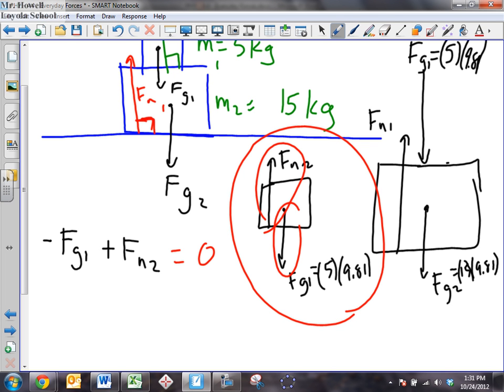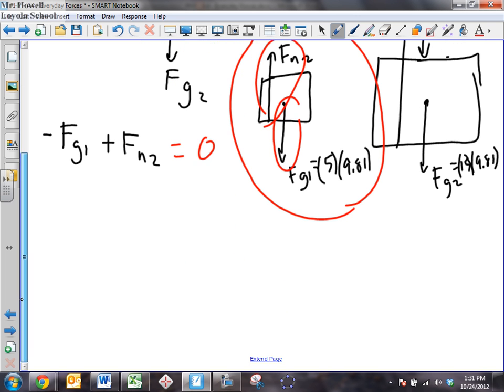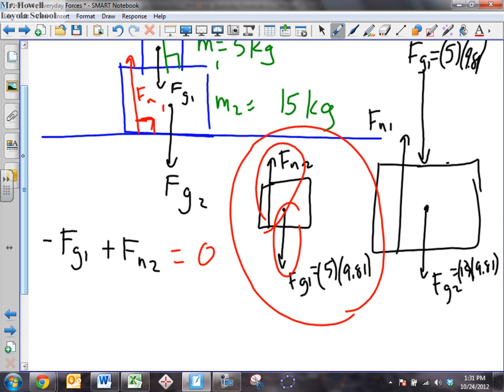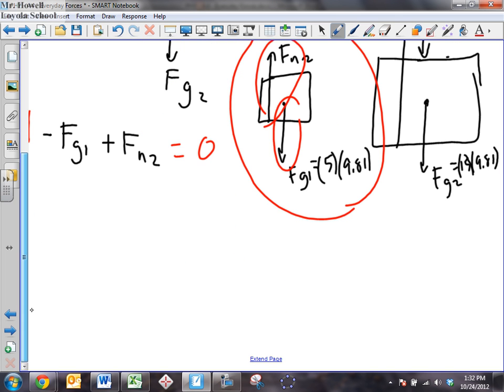Now we look at the other object, the bigger one. What's acting downward? If we look at the diagram, literally look at the diagram, what arrows face down, Paul? The Fg1. Good. And the Fg2. Good. So in this problem now, I'm going to do it over here just so you can see. We have negative Fg1 pushing down on the top of the box. We have the weight of the actual box also pulling it down. What's pushing back up? The normal force for the second box.